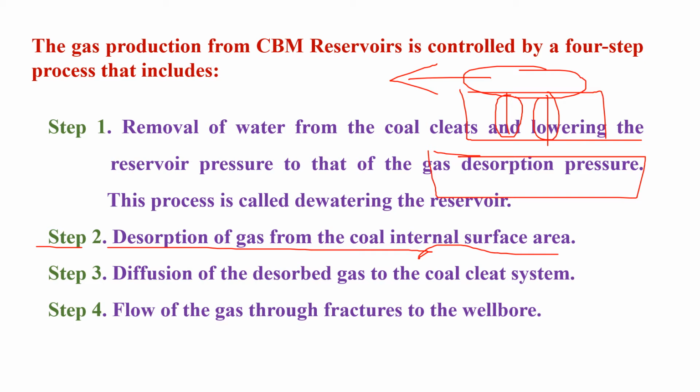Step 3, diffusion of the dissolved gas to the coal cleat system. Diffusion, everything meets here at the main cleat, the face cleat system. Step 4, flow of gas through fractures to the wellbore.